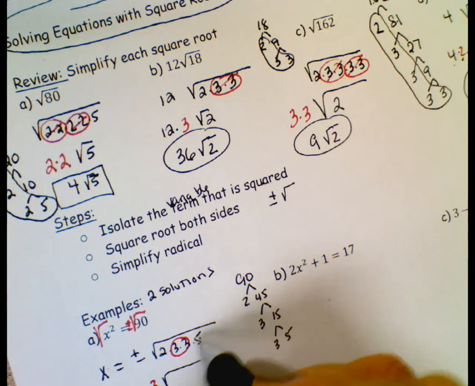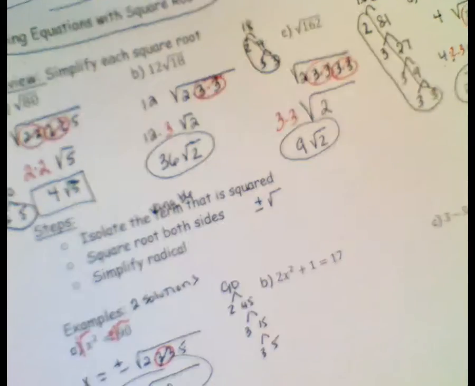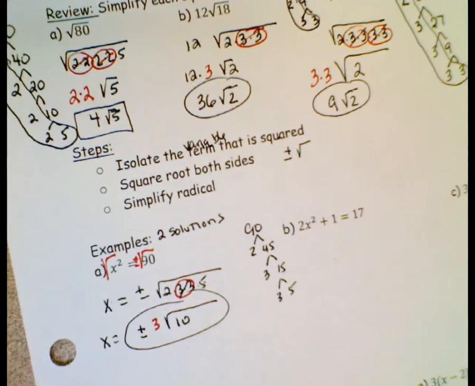And then multiply what's left. So these cross out, and 2 is single and 5 is single. So you just multiply them underneath and throw a plus minus in. And this is what x equals: 3 plus or minus radical 10. Whoops, you can't see that.